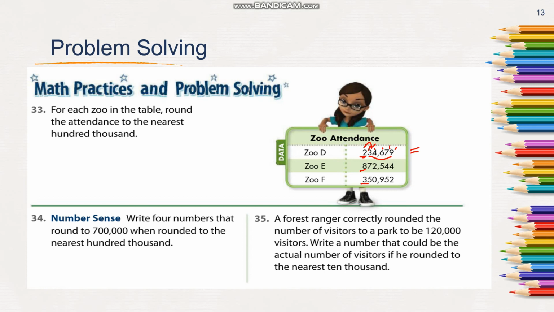8 is followed by 7, that is more than 5. So we need to add 1 to 8. 8 becomes 9 and the rest of the digits become 0. So the answer is 900,000.